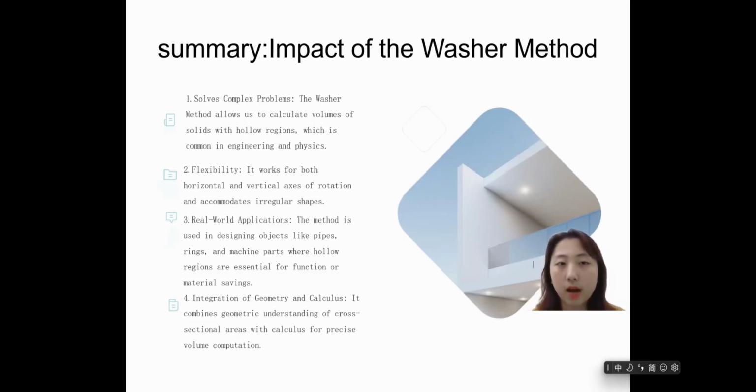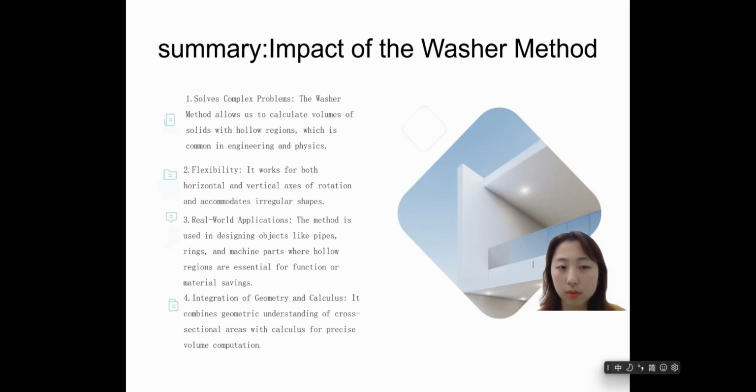And the summary of the impact of the washer method. First is solving complex problems. The washer method allows us to calculate volumes of solids with hollow regions, which is common in engineering and physics. And then is flexibility. It works for both horizontal and vertical axes of rotation and accommodates irregular shapes.